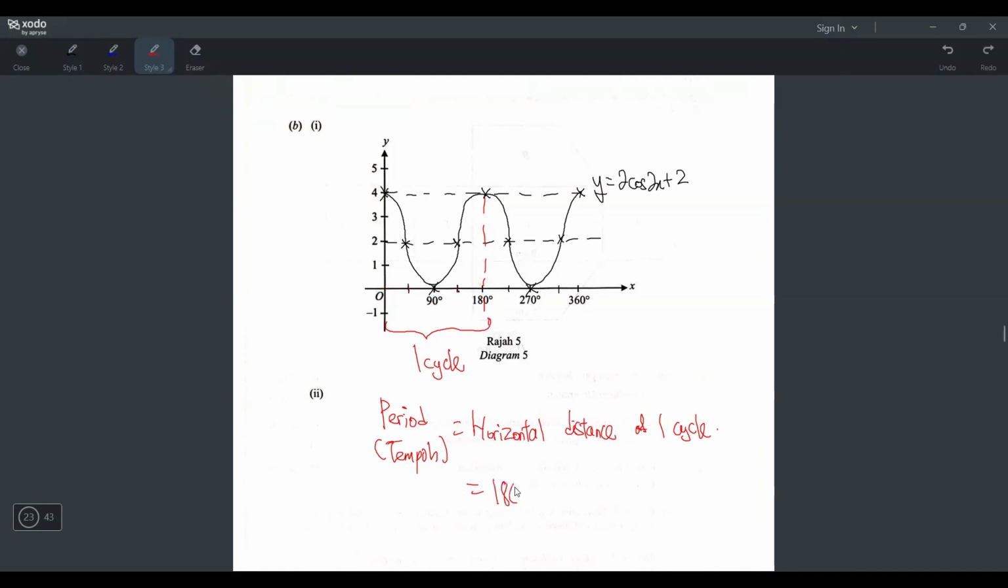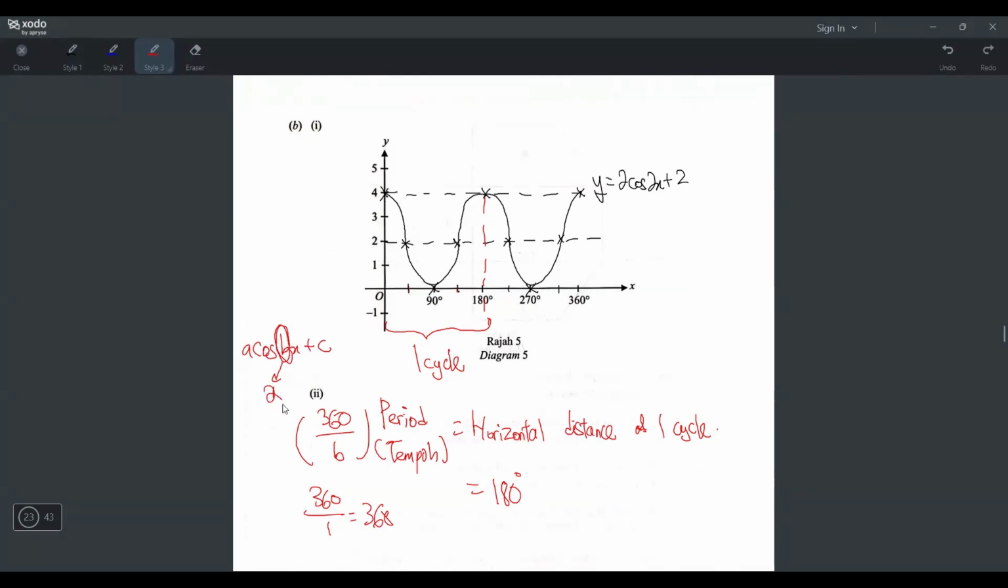Okay. And let me tell you the formula for period. Formula untuk period: 360 over B. And what is B? B you boleh tengok daripada sini: A cos BX plus C. So the B is this value right here. For example, if your B is 1, then what is your period? 360 over 1, which is 360. It means the horizontal distance of one cycle, the period, will be 360 when your B is 1. Because if your B is 1, you ada satu saja graph yang habis dekat 360. One cycle habis dekat 360, so period 360, right?